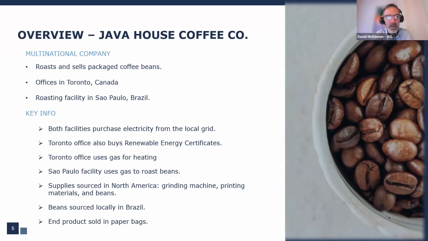Supplies are sourced in North America: a grinding machine, printing materials. They sell the coffee in bags, so they have to have printed bags to sell the beans in, and the beans. It says the beans here, but they're not. The beans are sourced locally in Brazil. I believe it also says the same in the materials that you'll have downloaded. So the beans are actually sourced in Brazil, not in North America. There's not a lot of coffee bean growing in Canada. The end product is sold in bags. So that's the overarching framework of what we're going to be looking at.